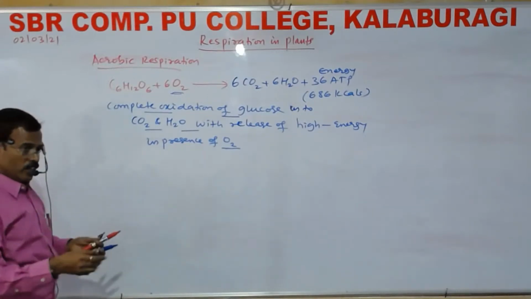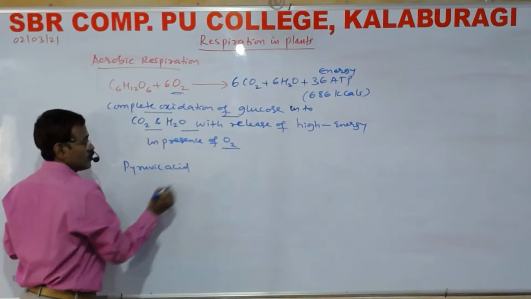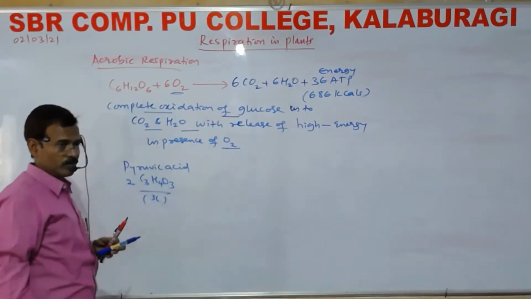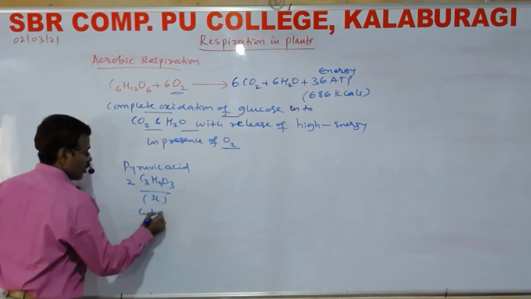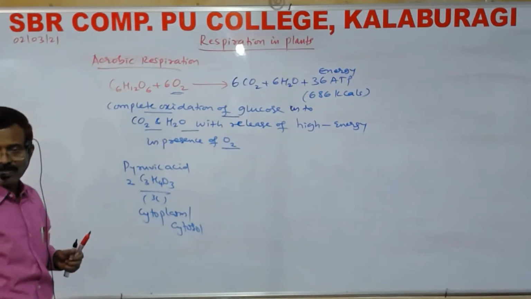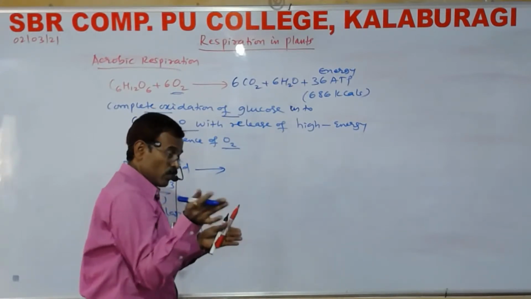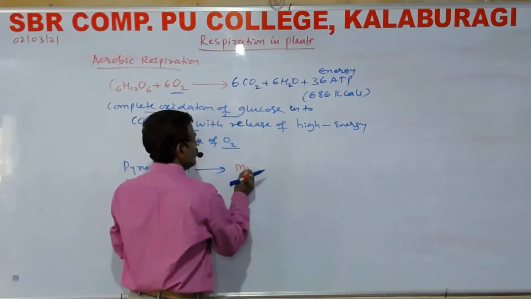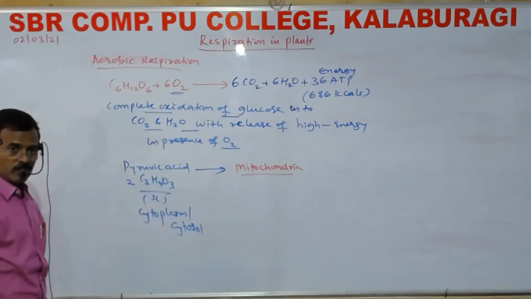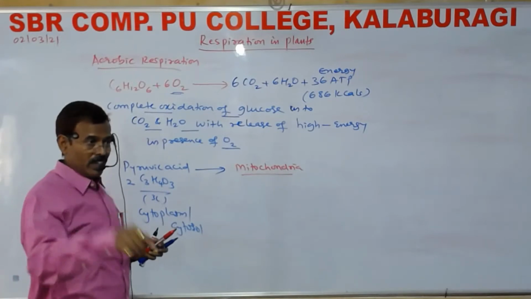At the end of glycolysis, which occurs in the cytoplasm of the cell, we got pyruvic acid, C3H4O3. We got two molecules of the 3-carbon compound pyruvic acid. This pyruvic acid is produced in the cytoplasm. Another name of cytoplasm is cytosol. This pyruvic acid is now transported from the cytoplasm into the mitochondria. In the mitochondria, the aerobic respiration reaction occurs.